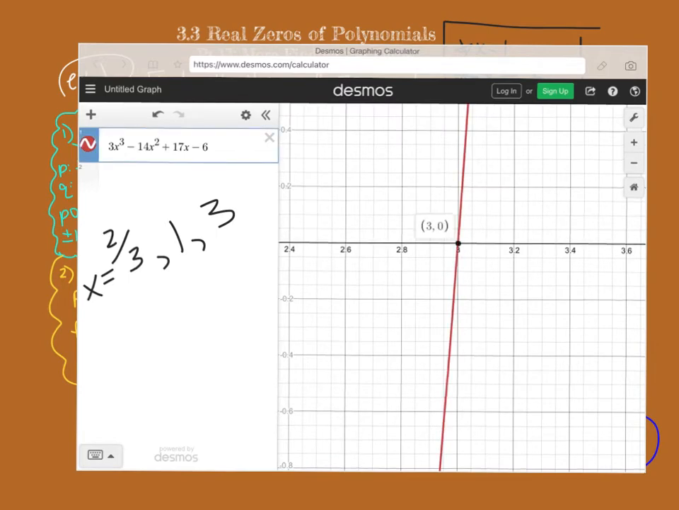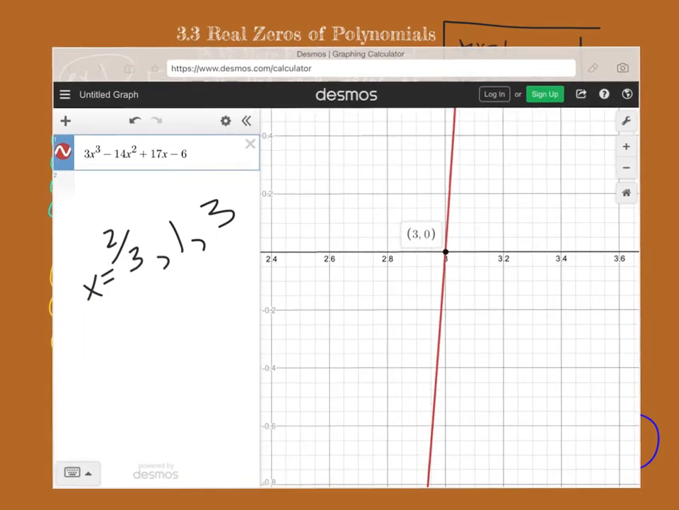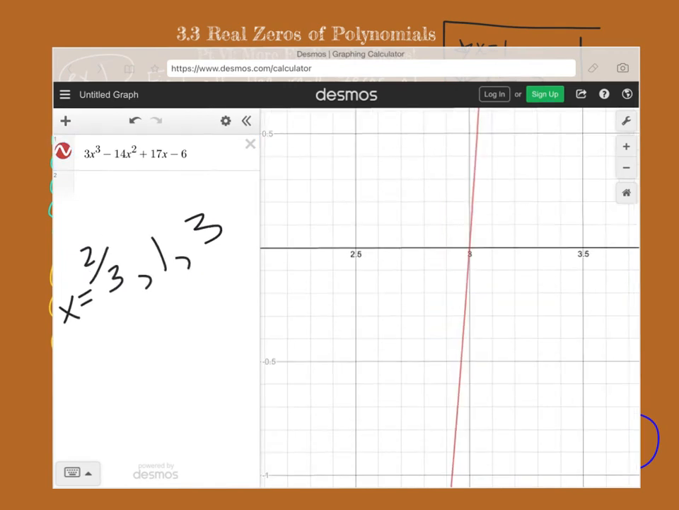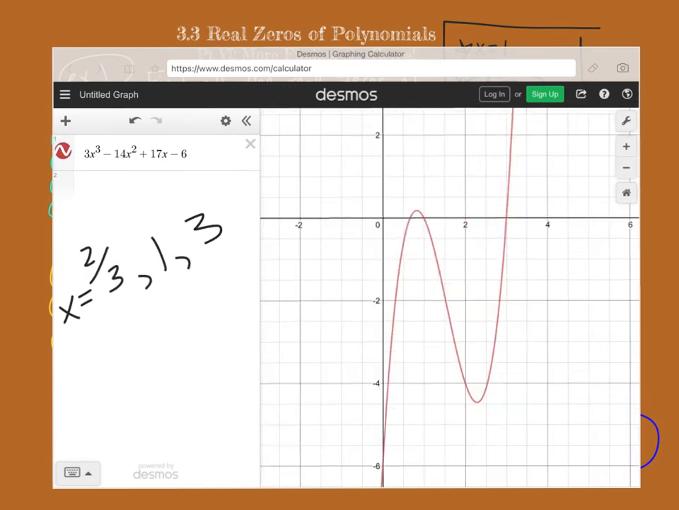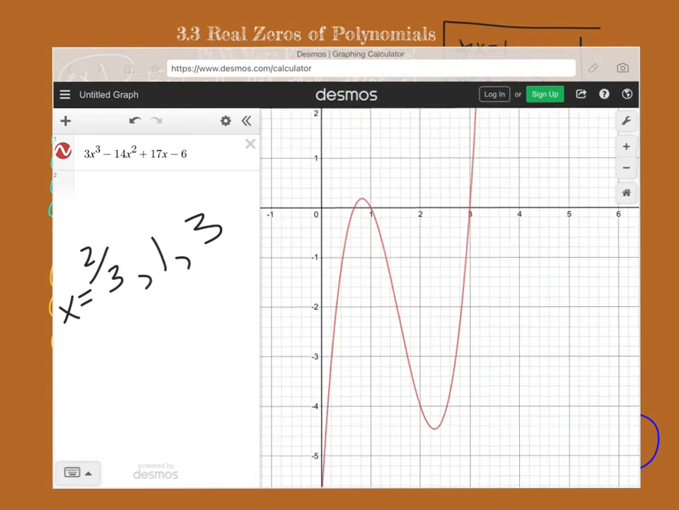So pretty exciting. We found those 3. I guess it just depends on your definition of exciting, but I think that's pretty cool. So there's our cubic polynomial in all its glory.